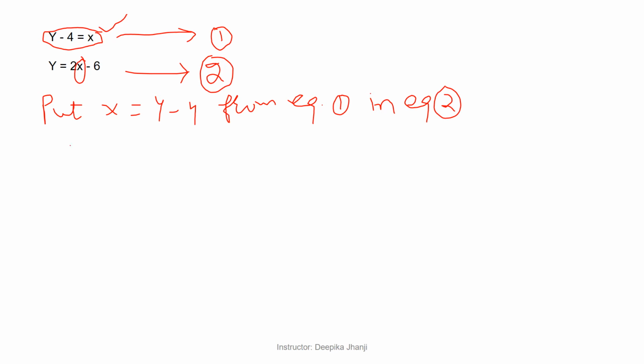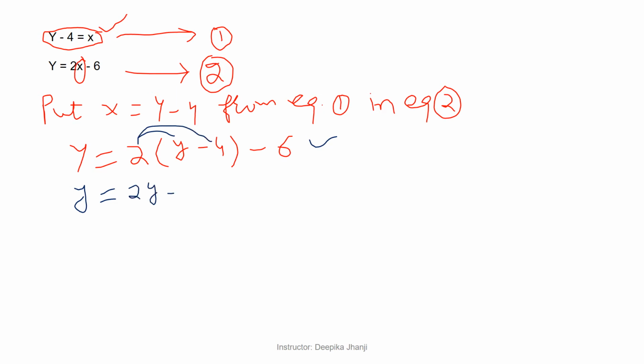Let's pick equation 2 now. y is equal to 2 times x, which is y minus 4, minus 6. So we get an equation in terms of y now, right? Let's solve this equation. We get y is equal to, when we open the bracket, we multiply 2 by y and 2 by negative 4. So we get 2y minus 8 minus 6.